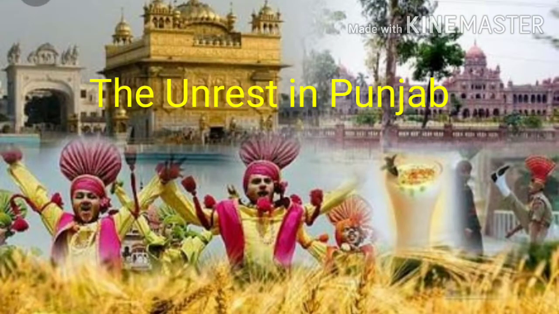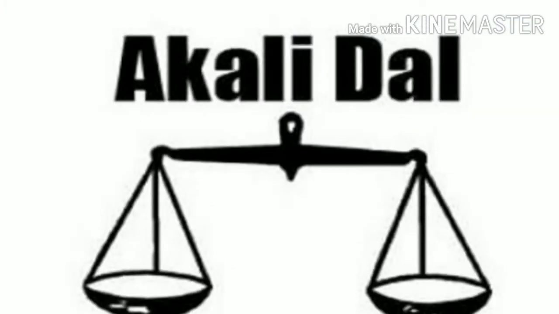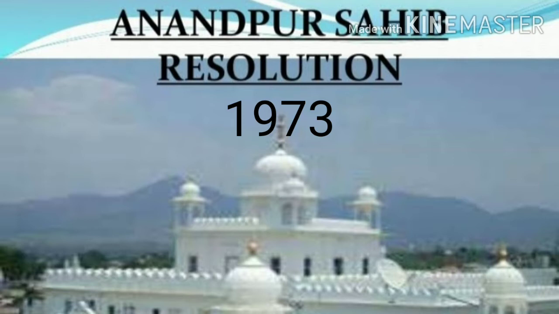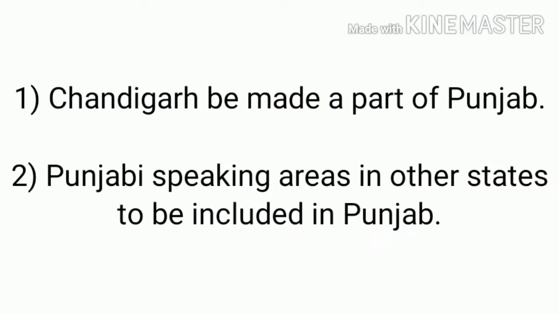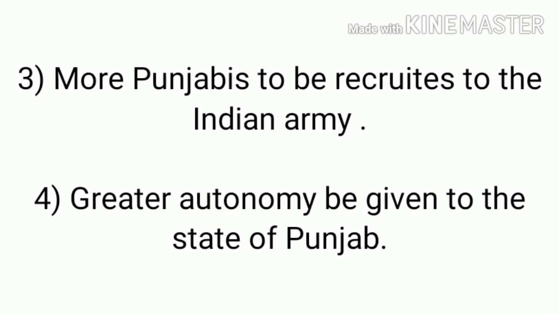So, let's first see the unrest in Punjab. Students, Akali Dal, a major political party in Punjab, had passed the Anandpur Sahib resolution in 1973 and it demanded that Chandigarh be made a part of Punjab. Second, Punjabi speaking areas in other states to be included in Punjab. Third one, more Punjabis to be recruited to the Indian Army. Students, here recruits means to get someone to join something. Fourth one, greater autonomy to be given to the state of Punjab. Students, autonomy means the right of self-government.